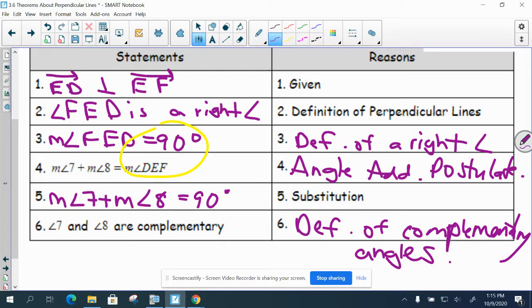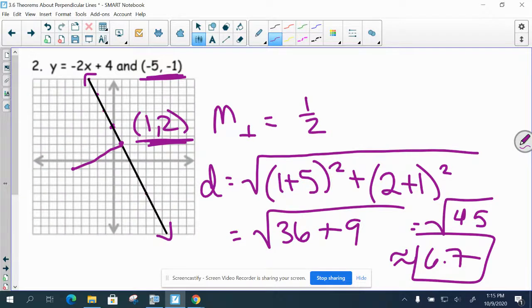All right, so on your homework, you'll do another big long proof like this, and you will do some more practice with these types of problems where you're finding the distance between a point and a line.